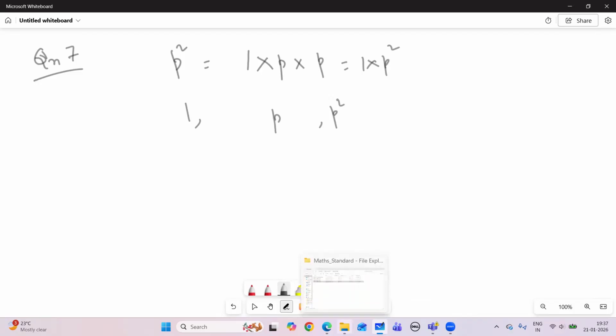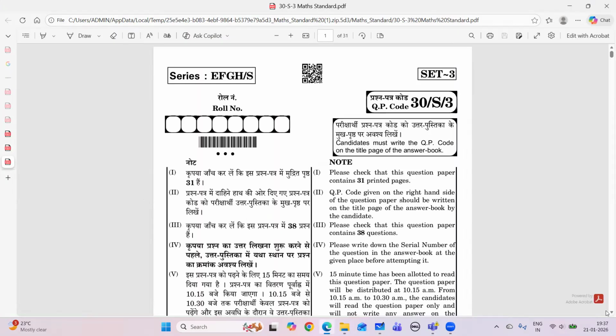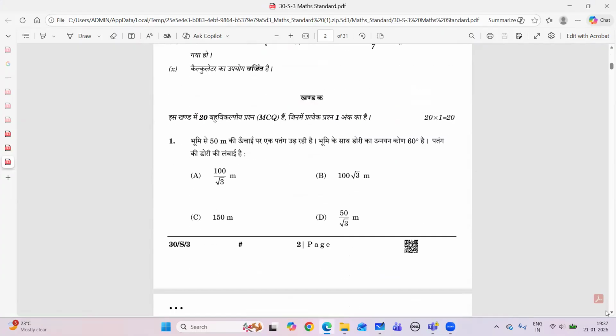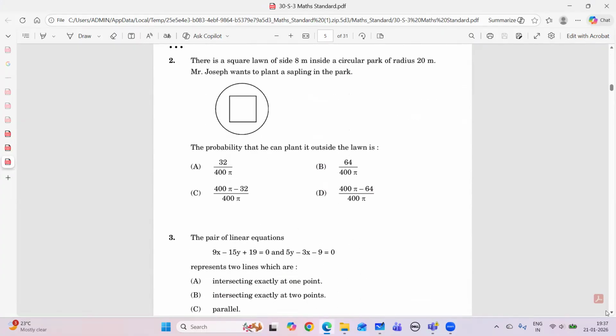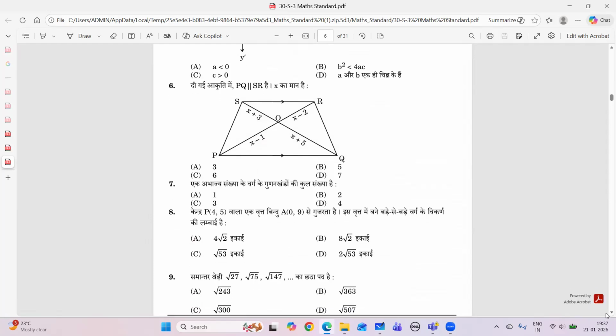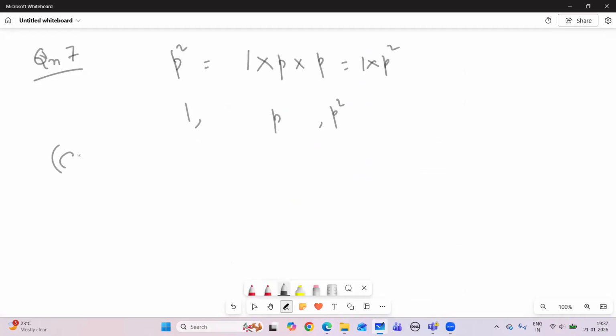So the total number of factors of the square of a prime number is 3. Answer is 3. Answer is C.